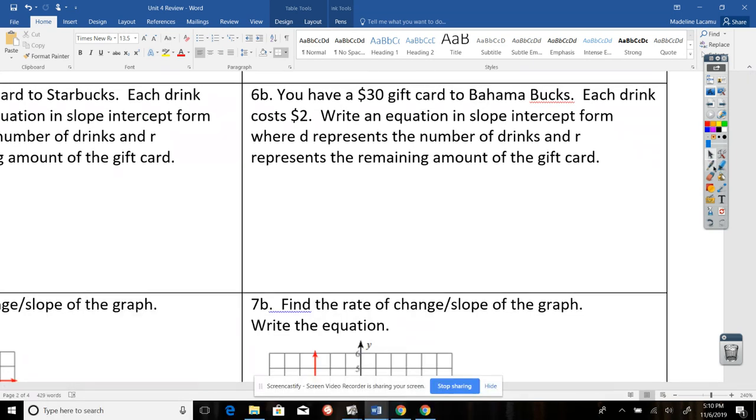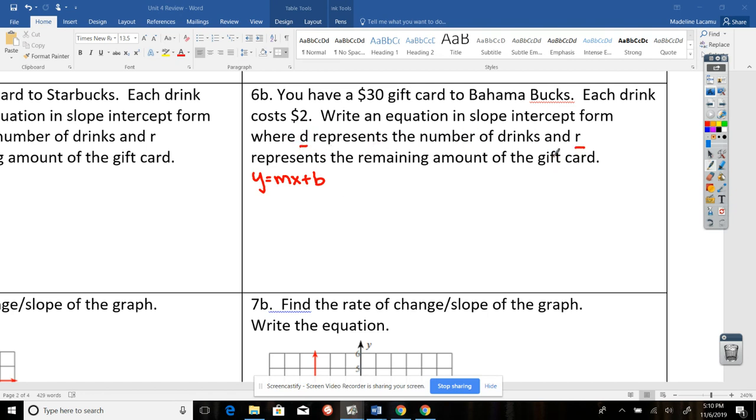(6b) is a word problem that it wants us to write in slope-intercept form. So it says you have a $30 gift card to Bahama Bucks. Each drink costs $2. Write an equation in slope-intercept form where D represents the number of drinks and R represents the remaining amount of the gift card. So normally slope-intercept form looks like y equals mx plus b. But in this problem, they give us different variables, so we have to use those.